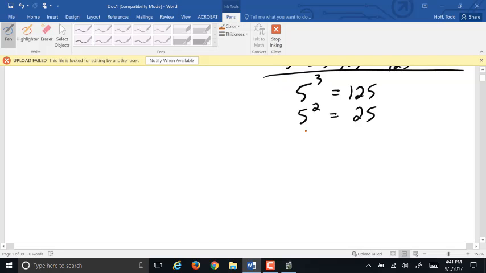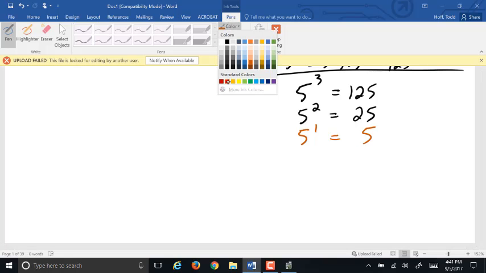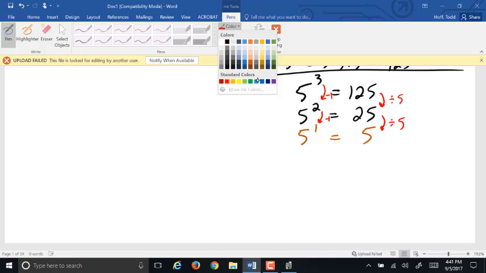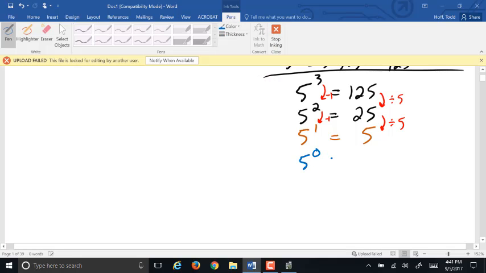Well, let's see. 5 to the power of 1 is just 5. The pattern here, whenever the power reduces by 1, the result is divided by 5. So if we keep going, 5 to the power of 0, we reduce the power by 1, the result has to divide by 5. Well, what's 5 divided by 5? 1. So 5 to the power of 0 is 1.